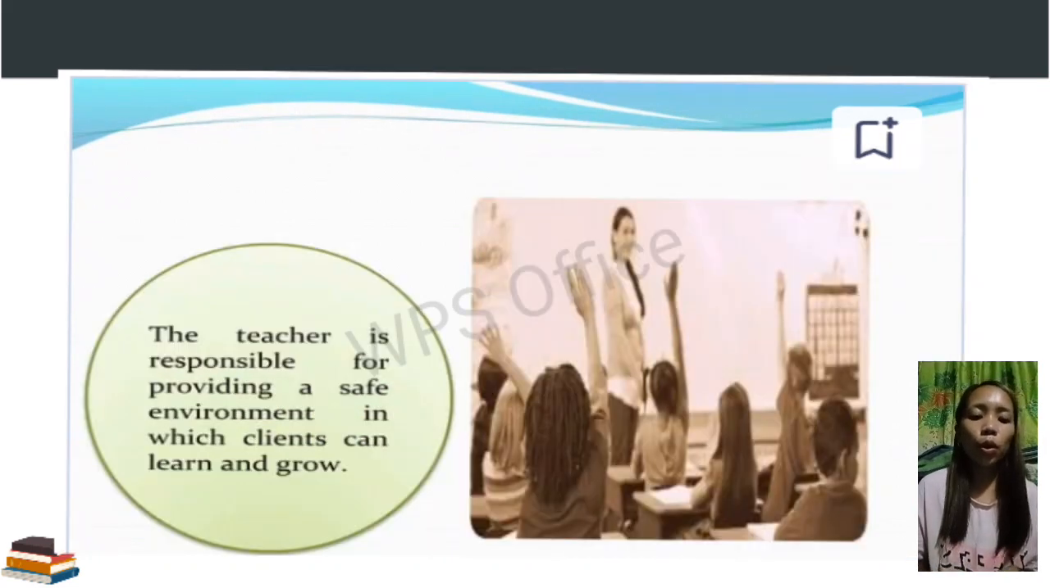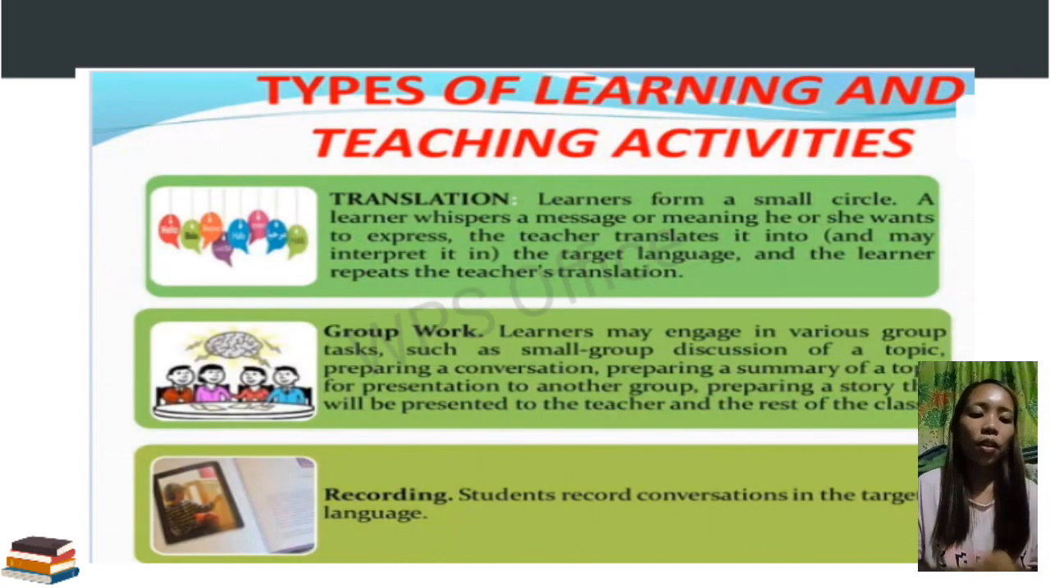So the teacher is also responsible for providing a safe environment in which clients can learn and grow. So as a teacher, we are the ones who are responsible to provide our students a safe learning environment in order for the students to grow, to develop, to learn more, and to have a safe environment for learning. So there are types of learning and teaching activities.